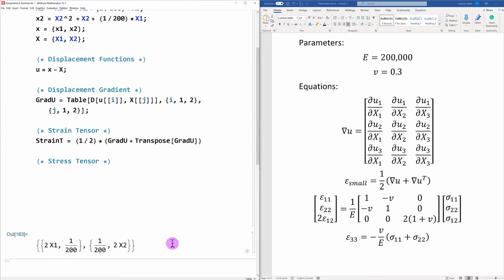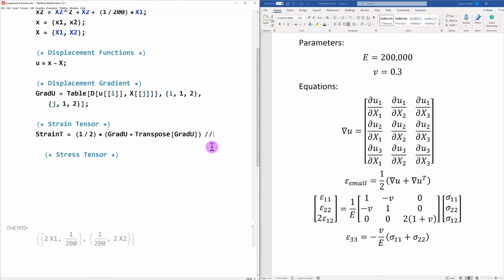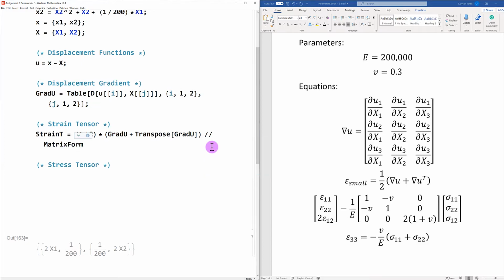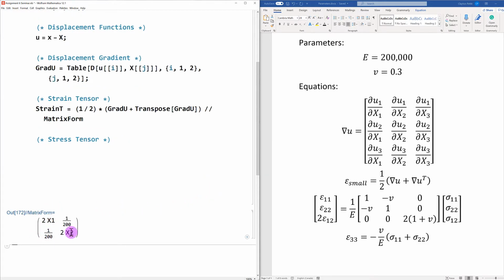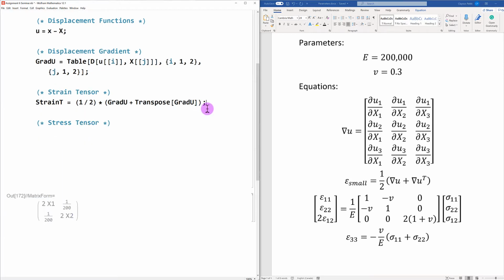So I'm going to run it, and I can see I have a nice 2 by 2 strain tensor. If I put it in matrix form, we can actually see this a little bit nicer. Here's our strain tensor at the beginning. So that's good to go. Looking pretty nice so far. But now we have to realize one specific thing.